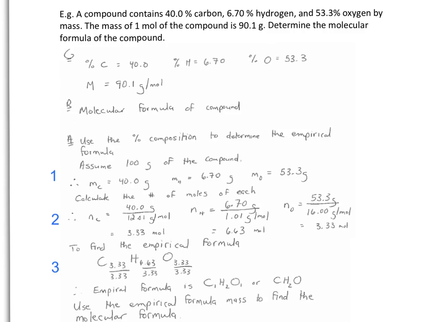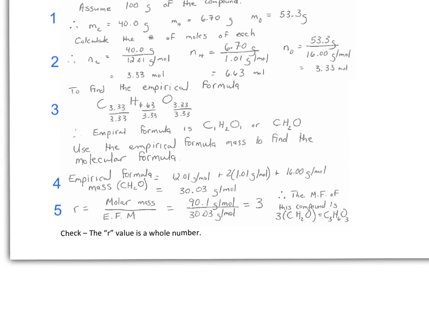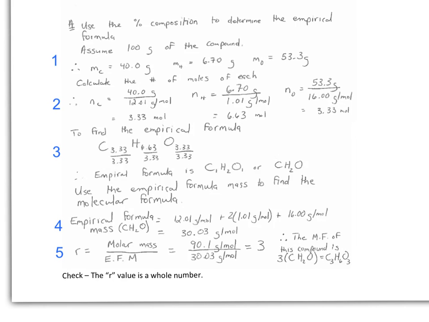Now we have the empirical formula, and we can use that to help us find the empirical formula mass. Quite simply, all we're doing there is finding the molar mass of CH2O. That would be 12.0 grams per mole for carbon, then 2 times 1.01 for hydrogen, and then plus 16 for the oxygen. Each empirical formula unit has a molar mass of 30.03 grams per mole.